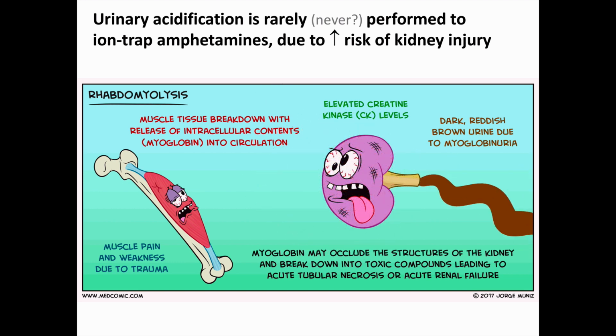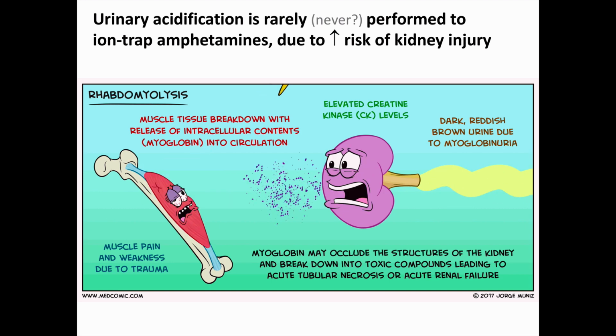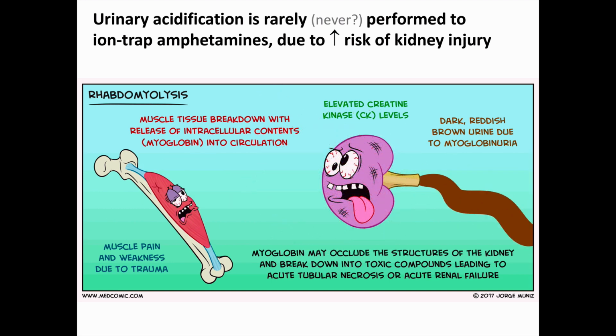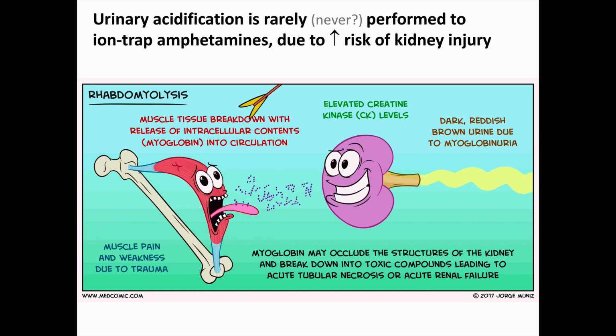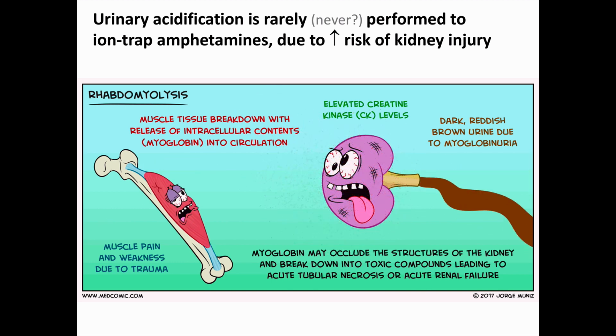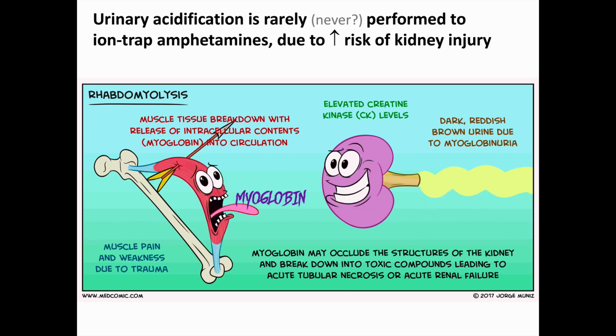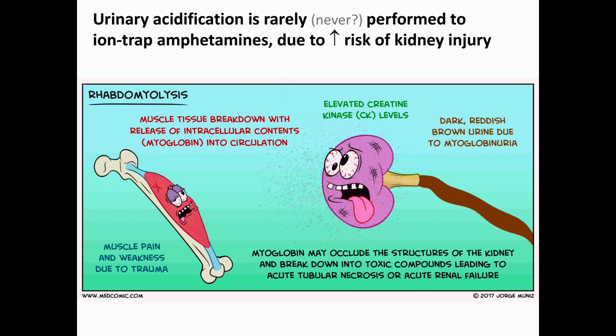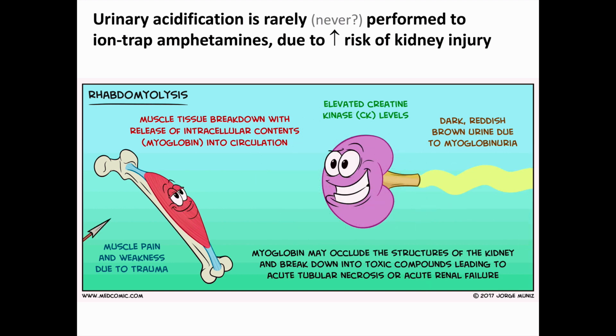And secondly, lowering the urine pH increases the risk of kidney injury related to rhabdomyolysis, skeletal muscle breakdown. Most patients with severe amphetamine toxicity have some degree of rhabdomyolysis related to motor hyperactivity, injury, and/or hyperthermia. When muscle tissue suffers injury, it will release myoglobin into the circulation, as well as creatine kinase, which can be measured in the serum in increased levels.